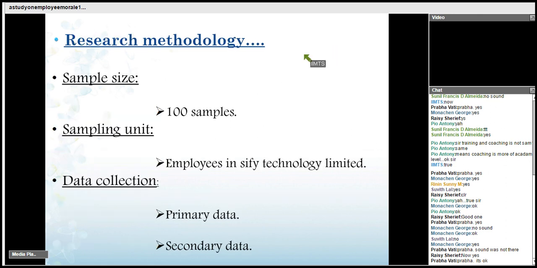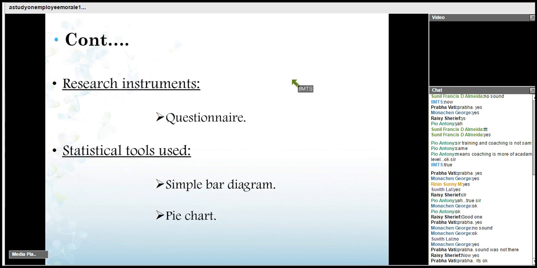Then research methodology: sample size is 100 samples. Sampling unit is employees in CFI Technology Limited. Data collection is primary data and secondary data. Research instrument is a questionnaire. Statistical tools used are simple bar diagram and pie chart.